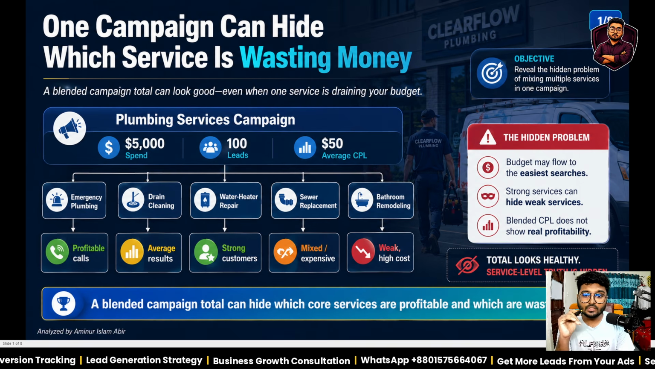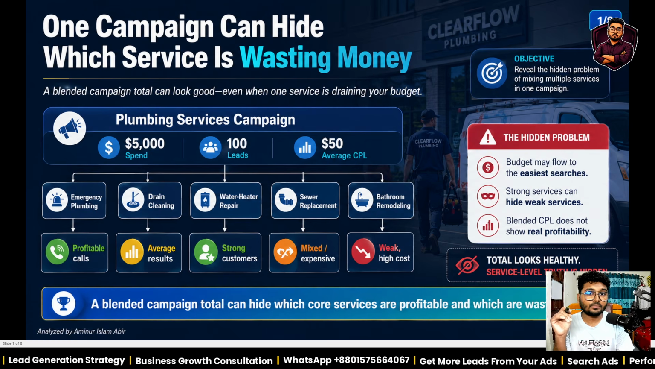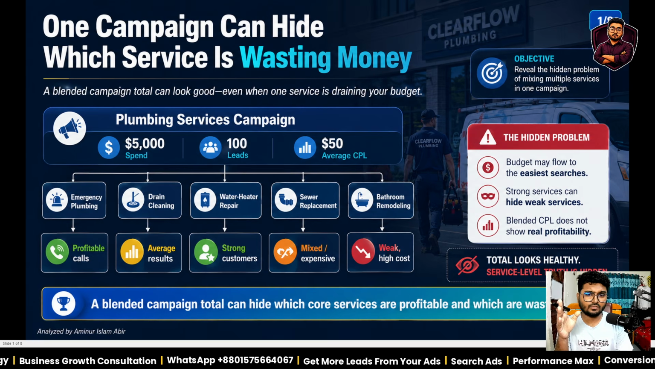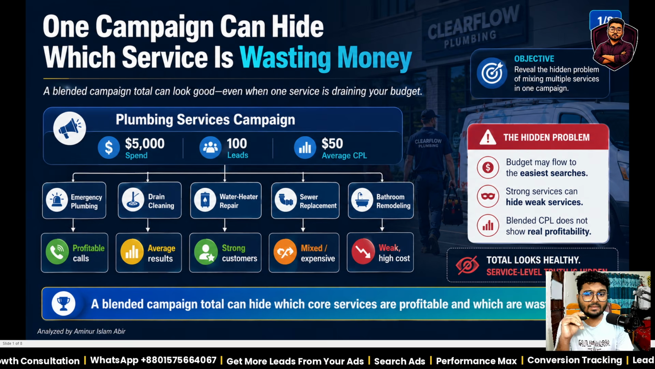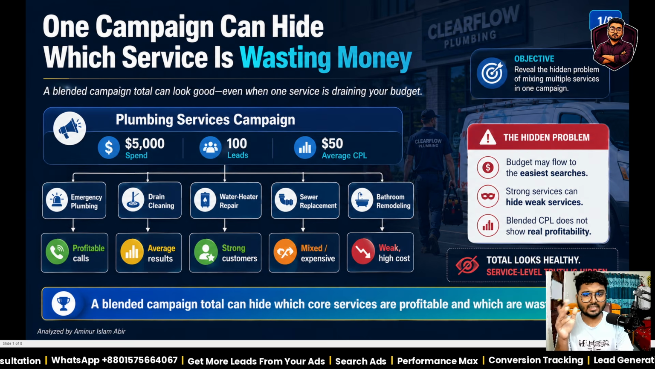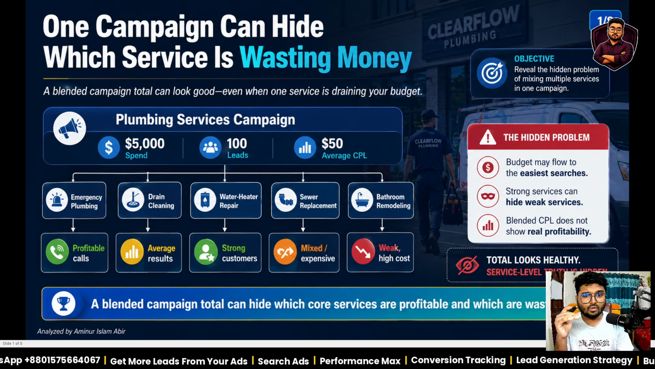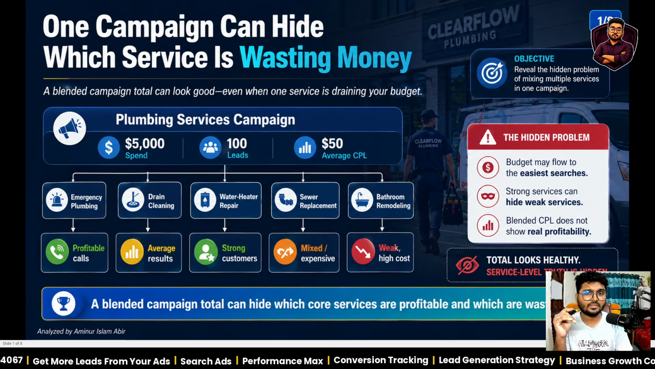When everything is mixed together, it becomes difficult to know which service deserves more budget, which message is not working, and which service is wasting money. Campaign structure should create better control over customer intent, budget, lead quality, and profitability. However, one campaign equals one service is a strategic guideline, not an inflexible rule. We should separate services only when separation creates meaningful control, a different customer journey, or a better business decision.